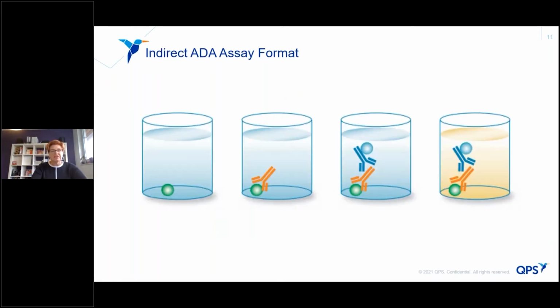In that case, an indirect ADA assay format can be used. In this format, the plate is coated with the drug. The antibody present in the sample can bind to the drug, and then a suitable detection antibody that is usually specific for the species of interest, or can also be a protein A/G labeled version, is added to develop a signal.